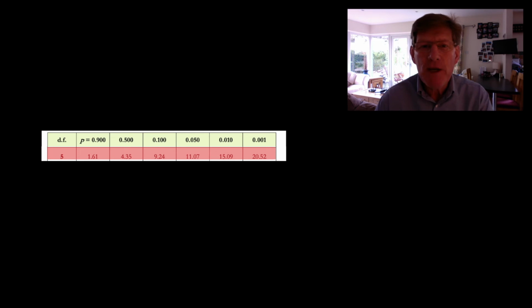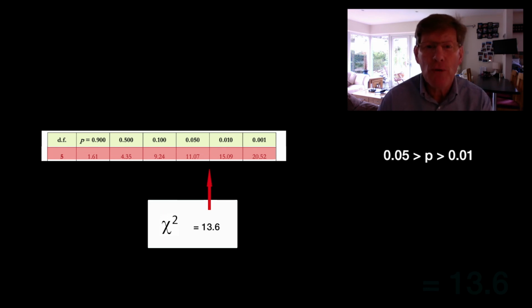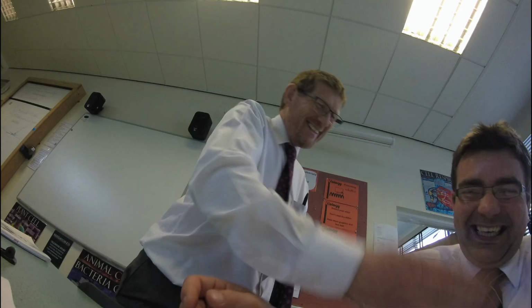So what does this mean for our calculated value of 13.6 for the chi-squared test? Well, as you can see, it fits into a probability between 0.05 and 0.01, which is still less than 0.05, so that means that there is a significant difference. So we reject our null hypothesis and we conclude that Andy Bell is a dirty, rotten scoundrel.